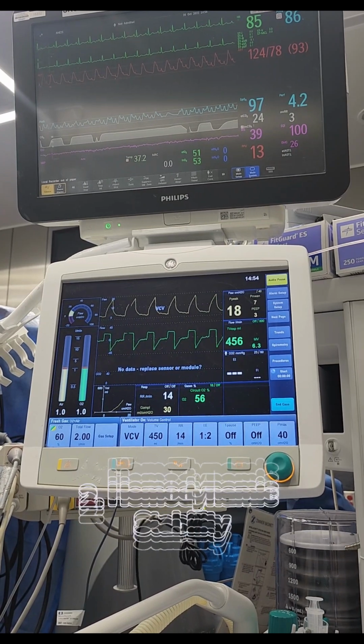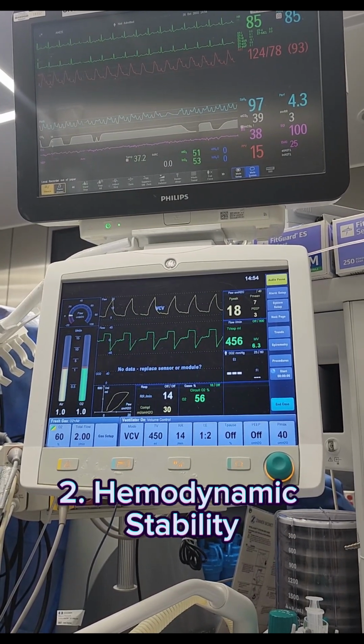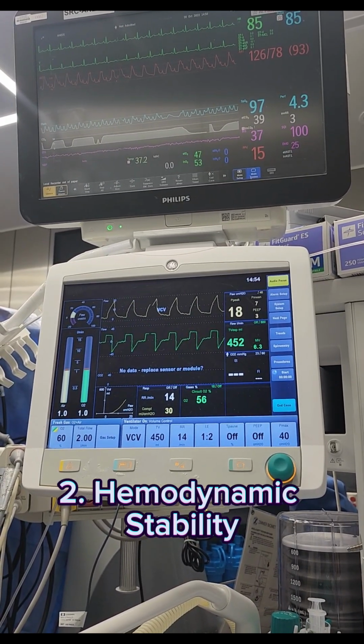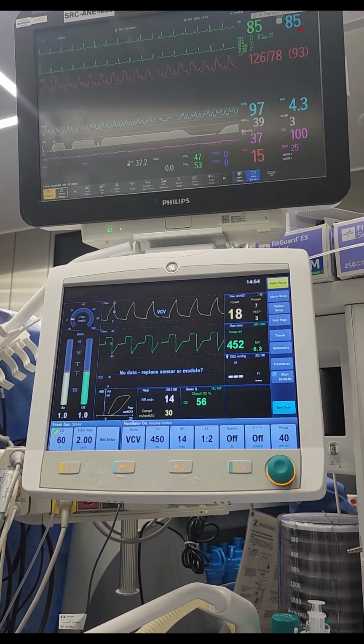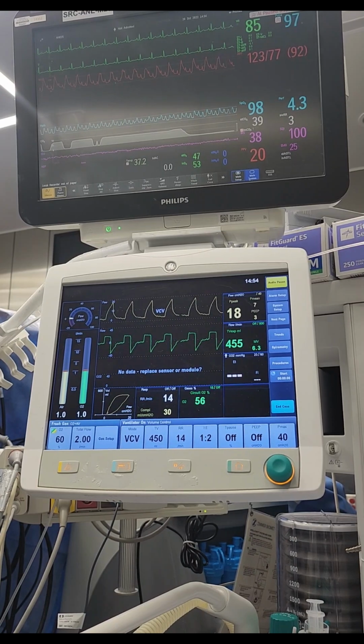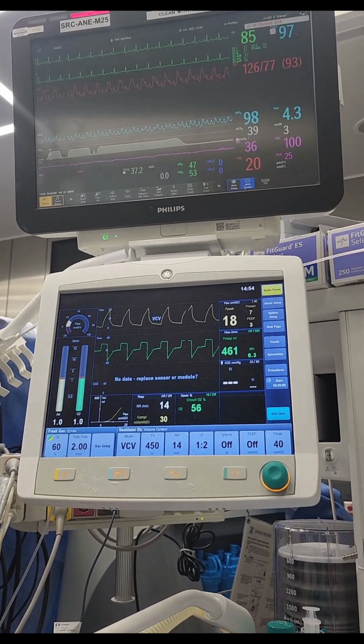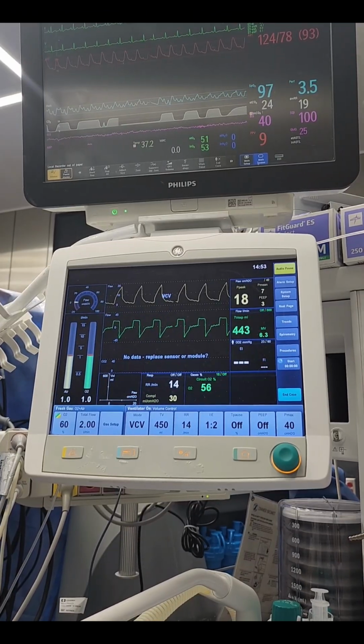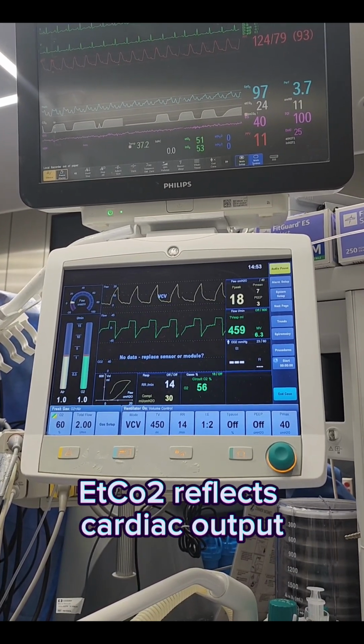Number two, again, in no specific order, are they hemodynamically stable? What's their blood pressure? What's their heart rate? If you've already looked at end tidal to determine whether or not they're ventilating and that they're getting their tidal volumes, your end tidal is actually also a surrogate of what your blood pressure is.